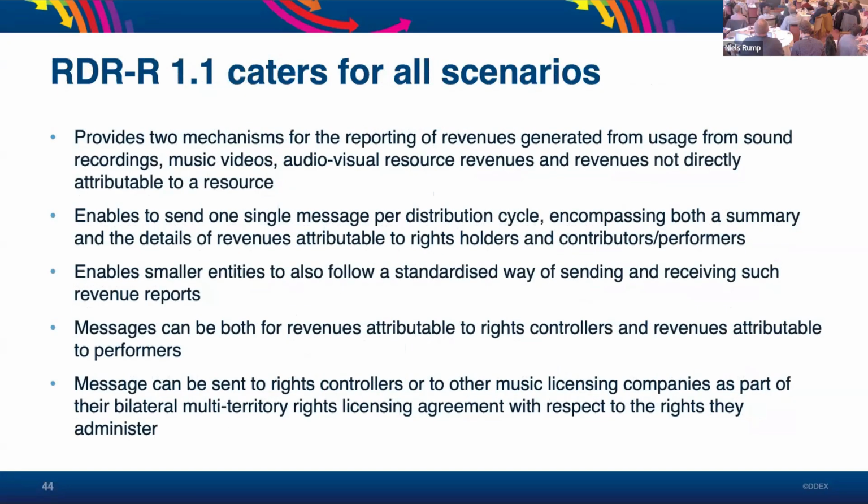So 1.1 now caters for various scenarios. It now has two mechanisms for the reporting of revenues generated from that usage. The first mechanism is still the mechanism that was published in version 1.0. However, the experiences and change requests and backwards compatibility mean that we have introduced some new fields and have worked on definitions, etc. So it's a better version.